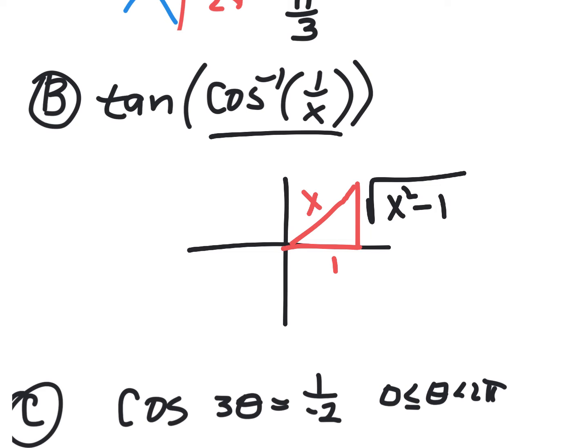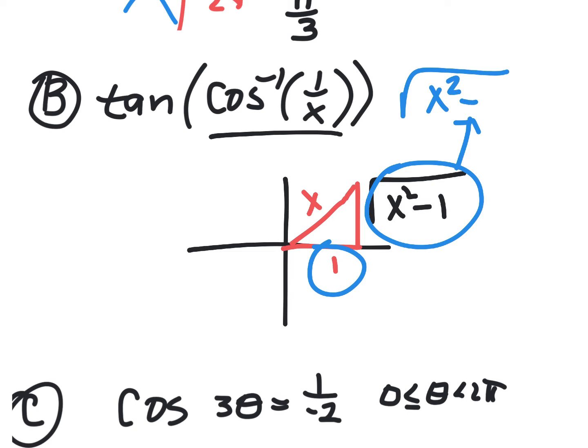Okay. Now, tangent of that is TOA. It's opposite over adjacent, so it's just that divided by 1. So square root of x squared minus 1. Raise your hand if you had that one right. Not many people. Okay. Now that you see it, do you feel like you understand it? Okay. All right. Next one.